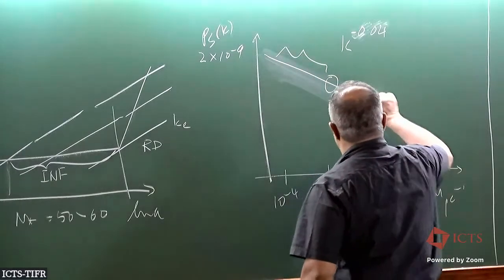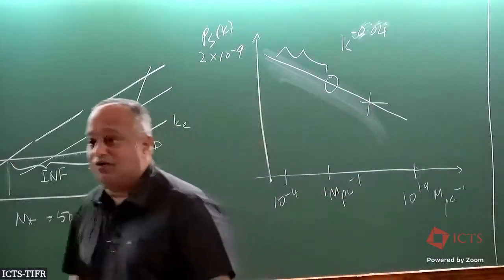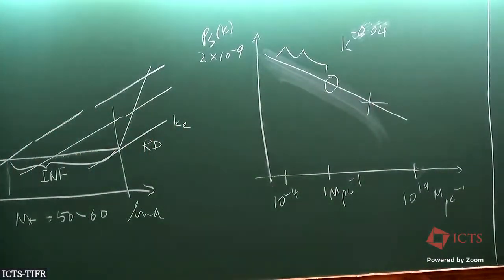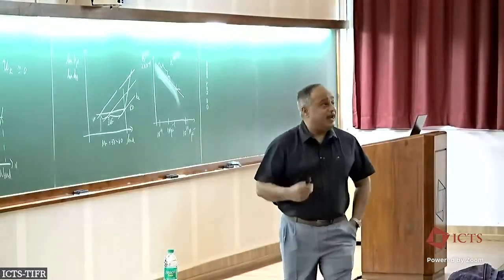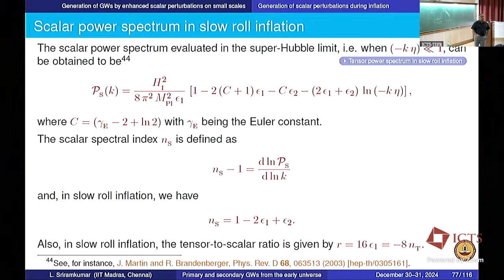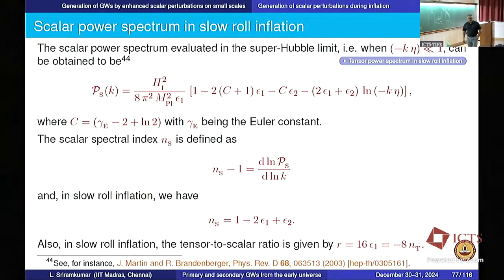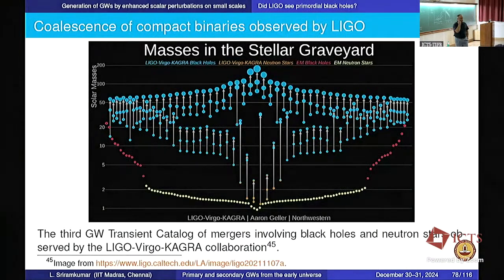There are no such constraints on smaller scales. We don't need to have a power spectrum of this type on smaller scales. And we can understand what happens when we try to enhance power on small scales. But why do you want to enhance power on small scales? And there is a side story here.